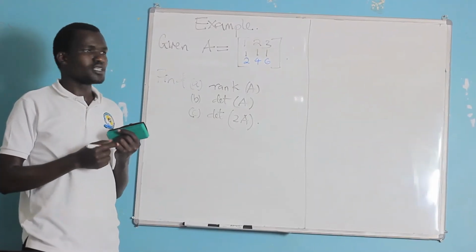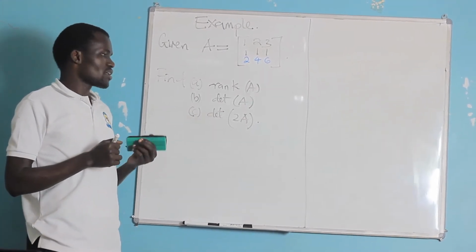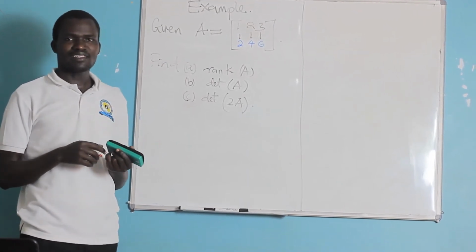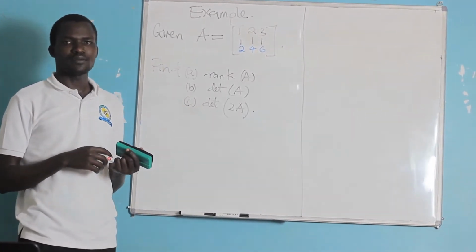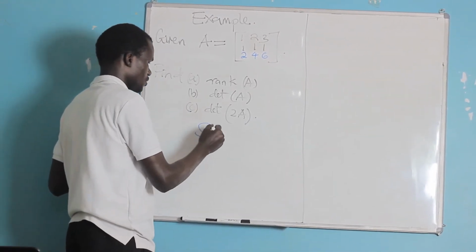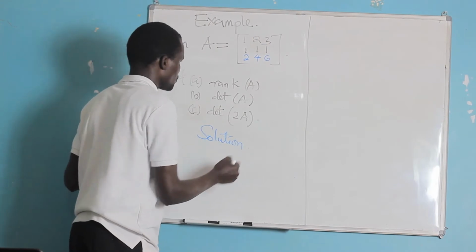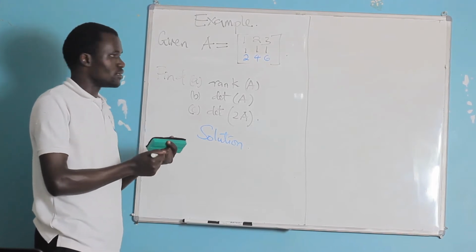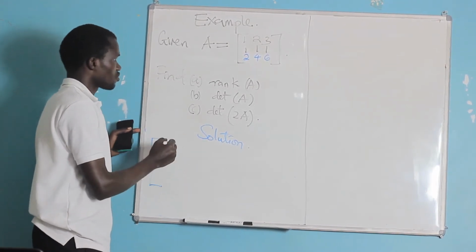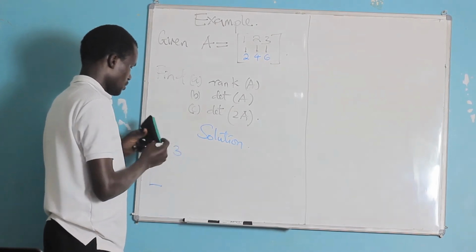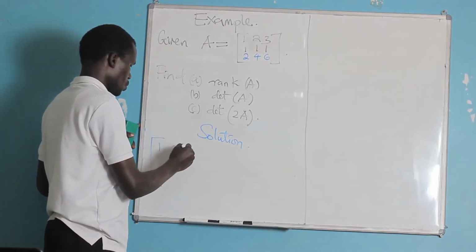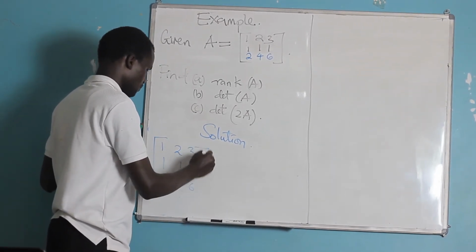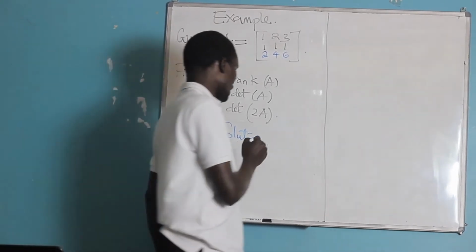Because, okay, let's see an example. I'm given a matrix A. We are asked to find the rank of A, the determinant of A, and the determinant of 2 times A. Solution. We find the rank of matrix A by using row reduction. So just writing: 1, 2, 3, 1, 1, 1, 2, 4, 6. This is acting as a pivot.